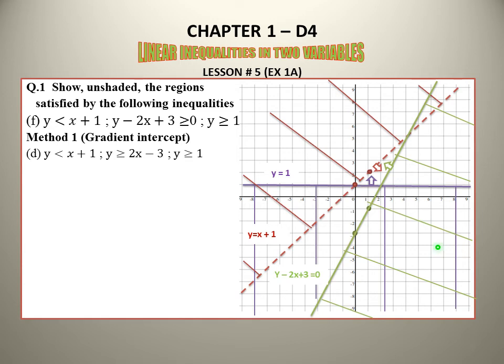So your defined region is this one within this triangle, which is unshaded. You need not draw these arrows. You can mark them for your convenience, but in the final answer it is not needed.